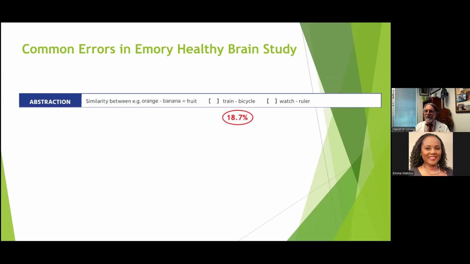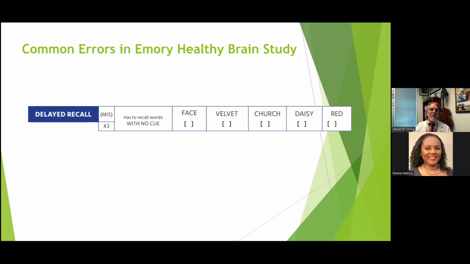Abstraction performance is heavily education dependent. You can see high rates, but I don't think it's particularly a surprise or particularly unusual. Now, the delayed recall items, and I'm presenting here only the free recall component. The reason I'm presenting only the free recall is that these are the items that contribute to the overall 30-point summary scale that we see in the MoCA itself.